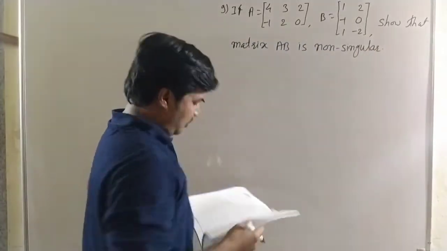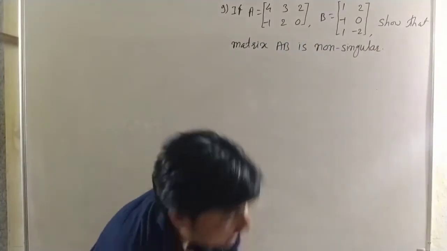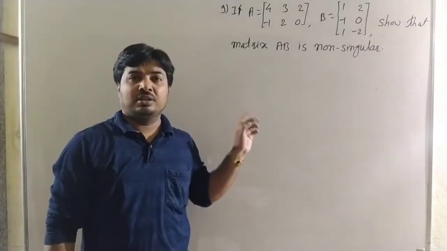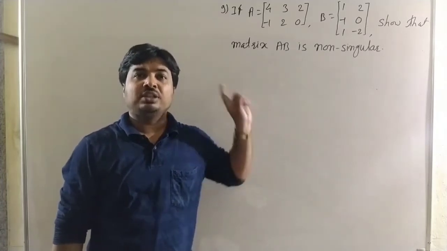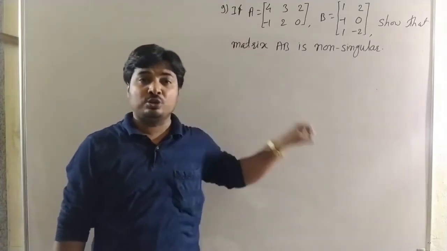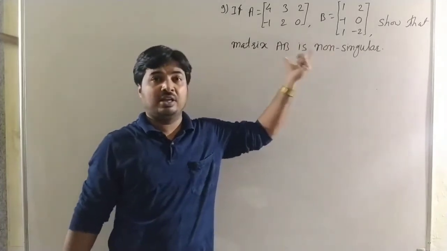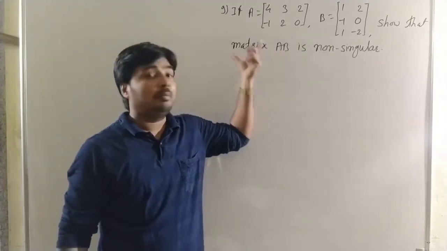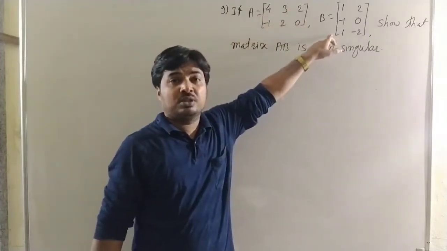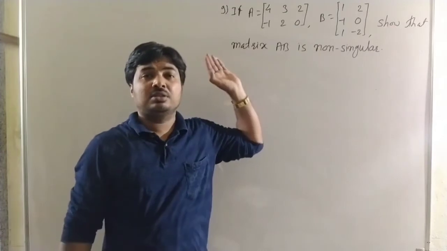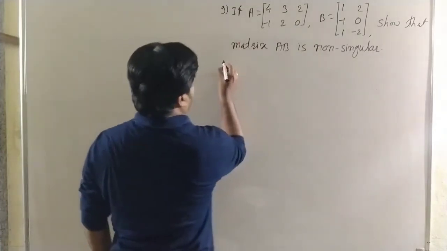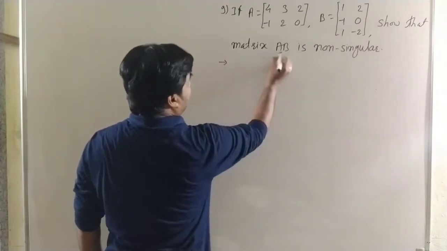Okay. Here we want to prove that the matrix AB is non-singular. Singular matrix means the determinant of the matrix is 0. If the determinant of a matrix is non-zero, then it is a non-singular matrix. Now first we want to find the matrix AB, that means the product of the matrices A and B. Now first we take the multiplication of these two matrices.